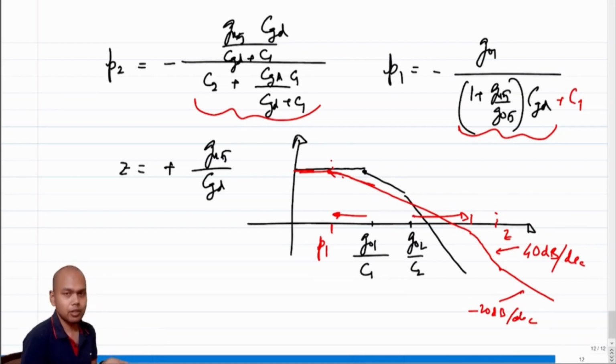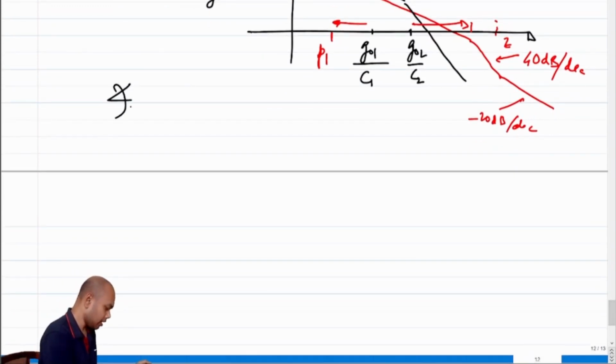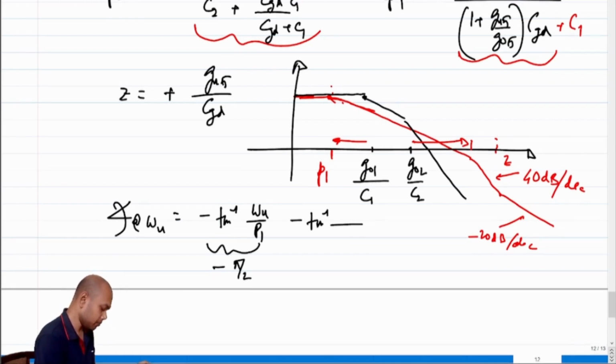But the bad thing is that we have a 0. Why is it a bad thing? It's bad because it's the right hand side 0, and if it's the right hand side 0, what will be the phase at UGB? The angle at omega u: the angle due to P1 will be minus tan inverse omega u by P1, which is approximately minus pi by 2, because P1 is much lesser than omega u. Then you will have minus tan inverse omega u by P2.